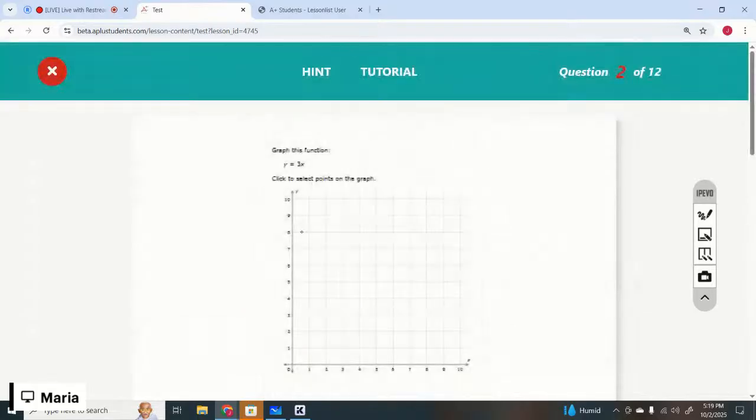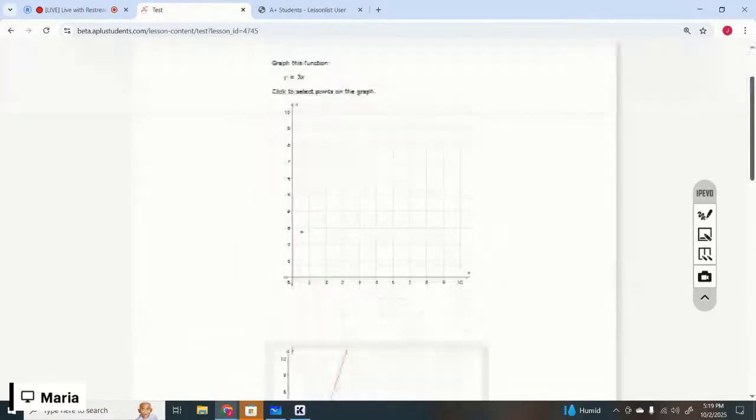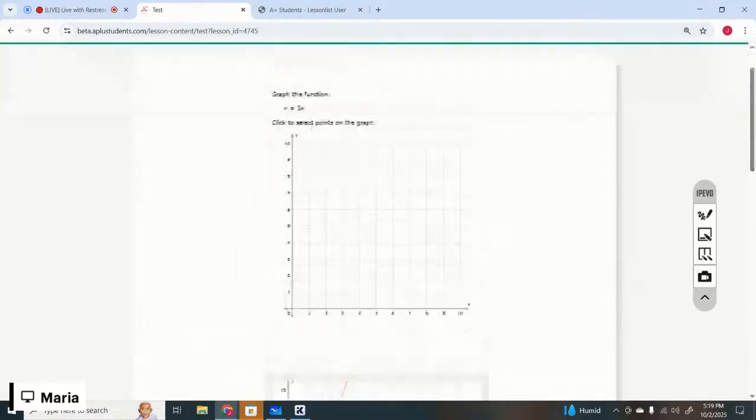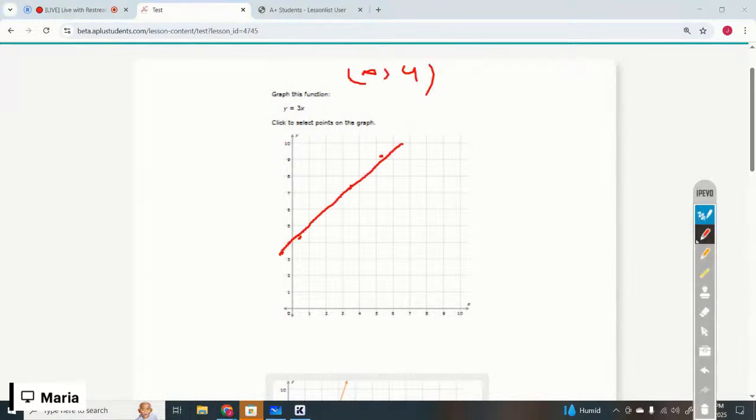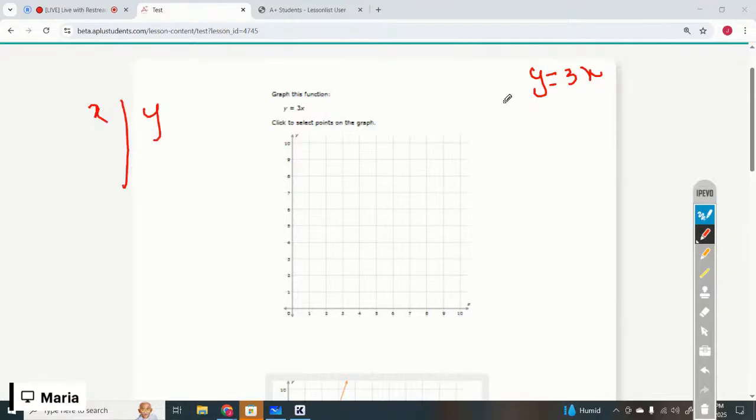Okay, graph this function y equals 3x. First you have to make the table of the graph and then you need to plot them, because here you are given the equation y equals 3x. Let's make a table of x values and y values. We're going to start with x equals 0. So 3 times 0 is 0. That means when x is 0, y is 0.